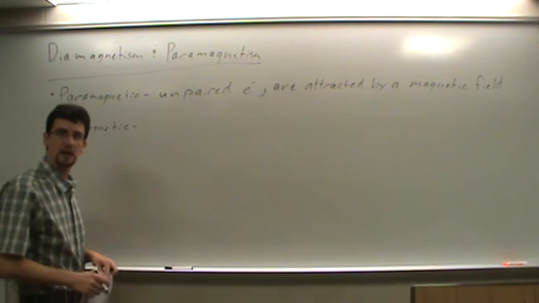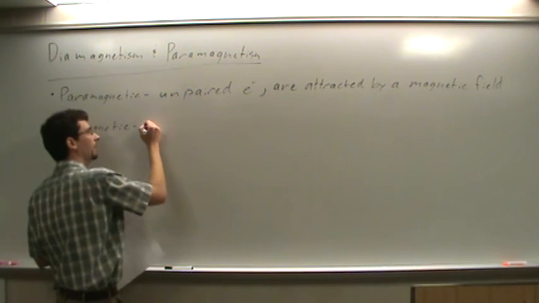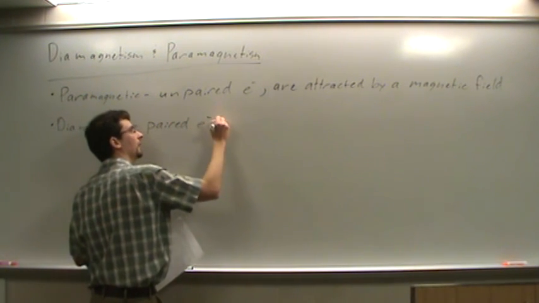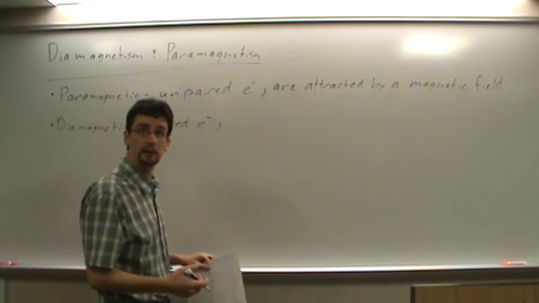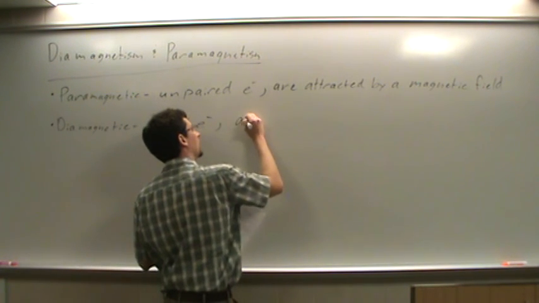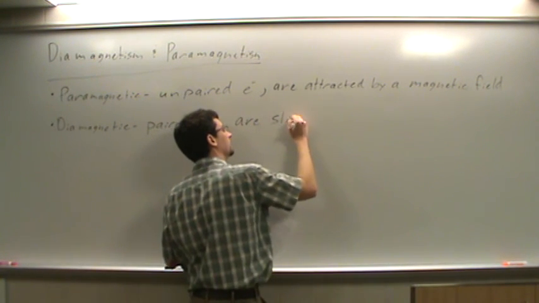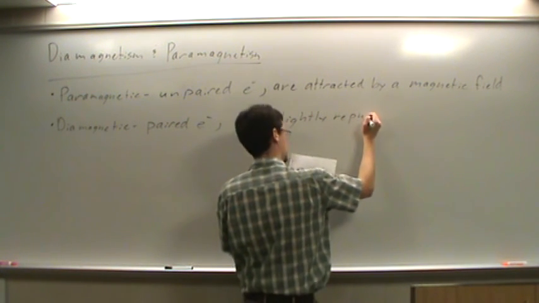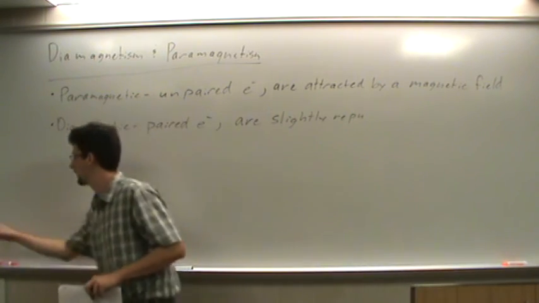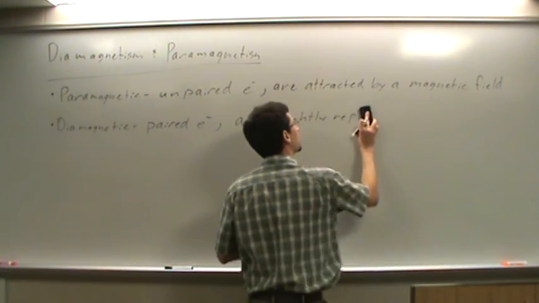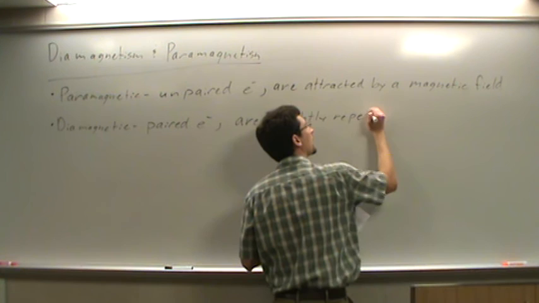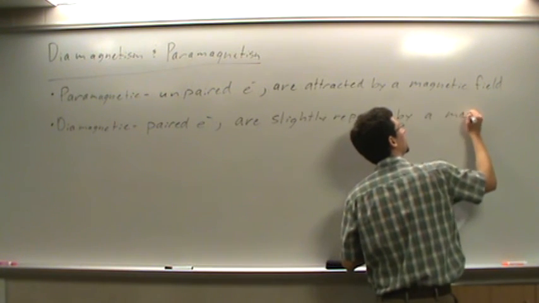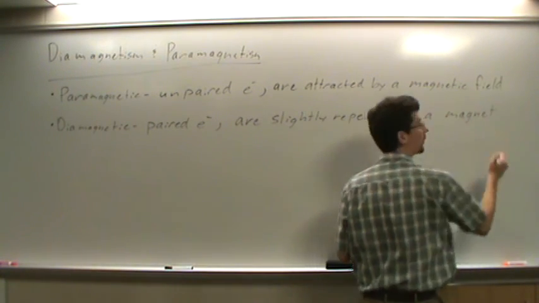the substance has no unpaired electrons, or all the electrons are paired up, and it's actually slightly repelled by a magnet, or a magnetic field.